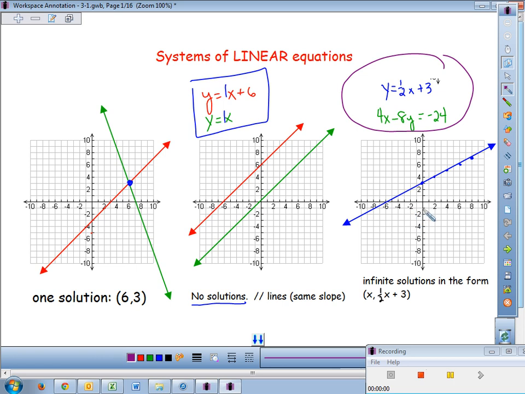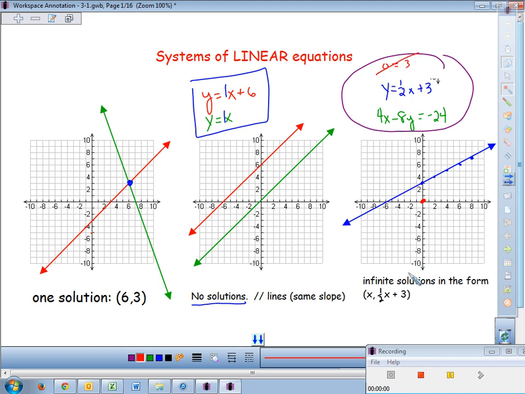But you have to be careful with that, because there's not like an infinite amount of answers. Well, there is an infinite amount of answers, but there's also an infinite amount of wrong answers. Not every ordered pair makes that situation true. For example, 0, 0 right here is not even on that line, because if you put 0 in for x and 0 in for y, you'd get 0 equals 3, and that's not a true situation.